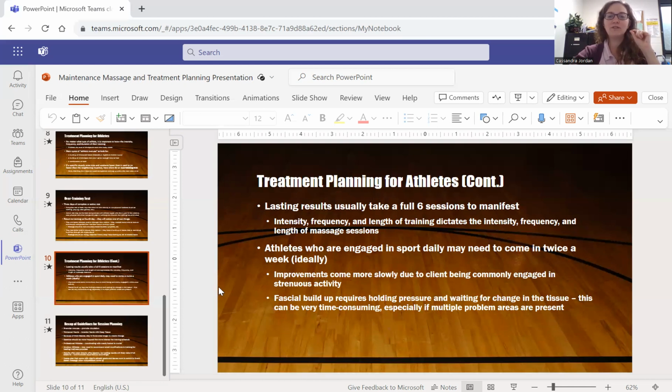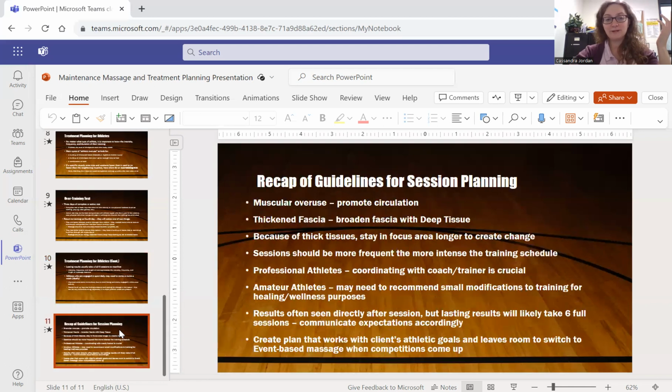If you've got someone with a lot of tissue buildup, it's going to take longer for those results to show, because they're always doing that sport and they're so built up already. So you're going to have to hold more pressure for longer to get the same change in the tissue. This can be really time consuming, especially if they have multiple problem areas, but you just have to have good communication with them about their treatment plan.